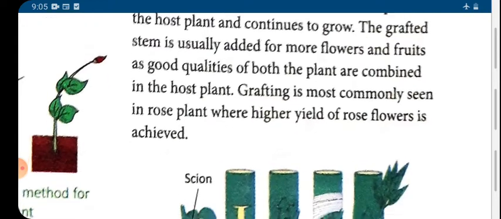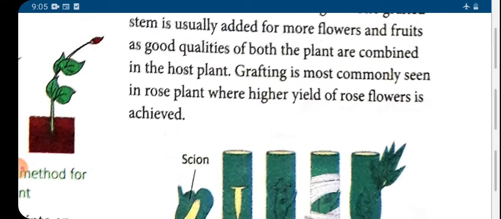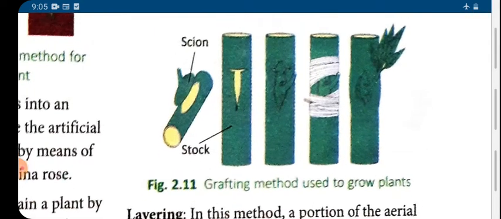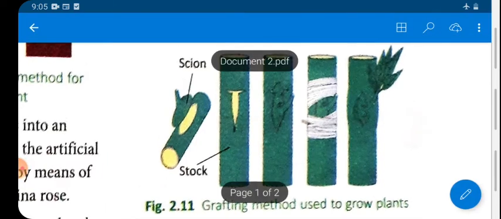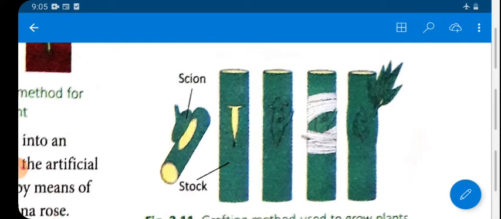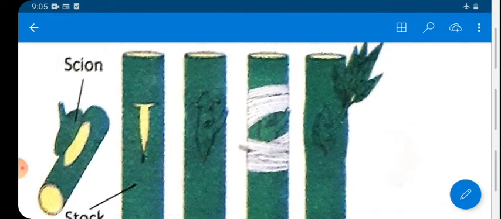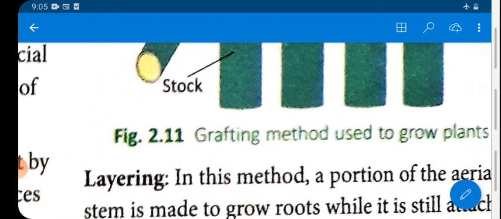Grafting is most commonly seen in rose plant where a high yield of rose flower is achieved. So rose is a plant which can perform grafting as well. You can see the picture, grafting method used to grow plant. You can see the scion part which is without root and the stock part with root, okay students. These both parts are combined with each other with the help of tape. After some time you can see a new branch comes out. This is called grafting, and this branch will have the characters of both plants. So this is the advantage of grafting, okay students.